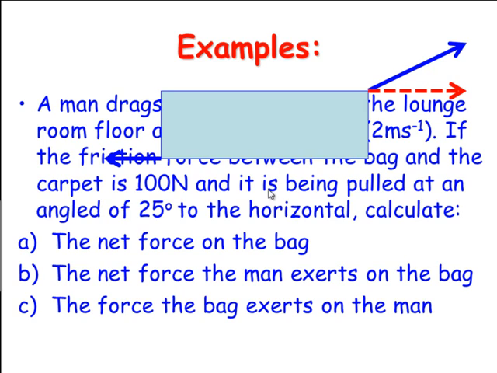So if we have 110 newtons being exerted on the bag, then the bag must exert 110 newtons back on the man. So that's an equal and opposite reaction force.